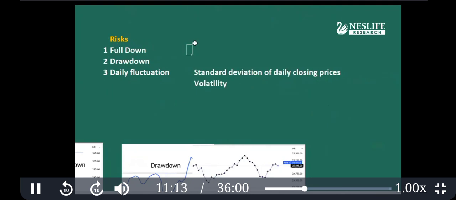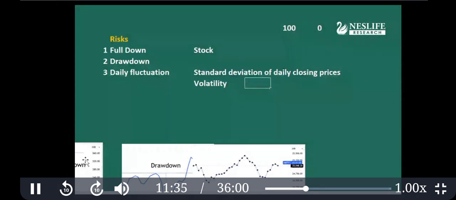So the first risk is fall down. Fall down means if you invest in a mutual fund at 100 rupees and it has now become zero, this is fall down. Fall down risk is common in stocks, but a mutual fund cannot become zero because they invest in 40, 50 stocks. Fall down risk is almost not possible in a mutual fund.